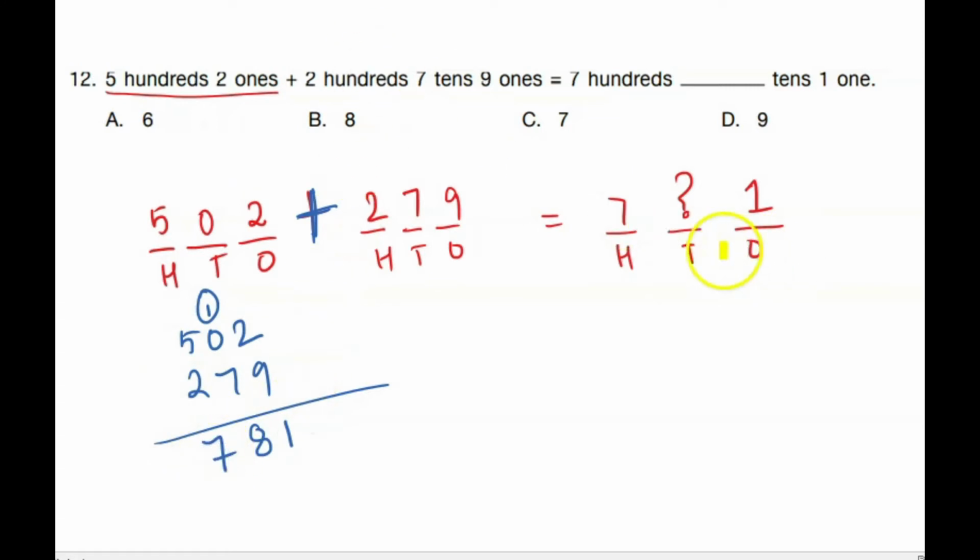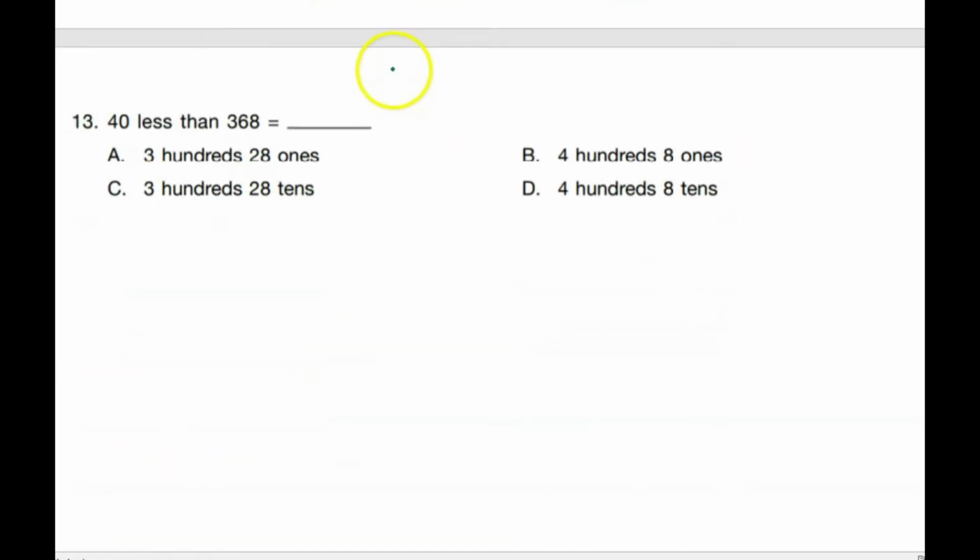Now the answer is having 7 and 1 and it wants the tens place to be filled. So we have 8 at tens place. Our tens place is containing 8. That means option B is correct. Question number 13.